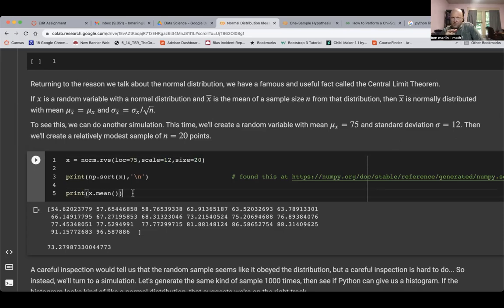Then I went ahead and told it to take that and sort it so I could see it in order a little better. I also asked it to get the mean of that, okay? Now notice here, it came from a population with a mean of 75, but when I random sampled, it just so happened that I got a sample with a mean a little bit less than that. It happens. Don't worry about that too much, but it can happen.